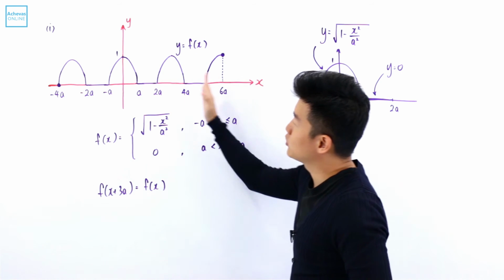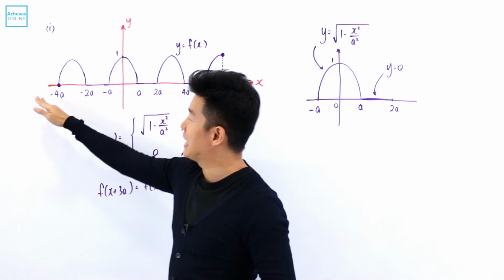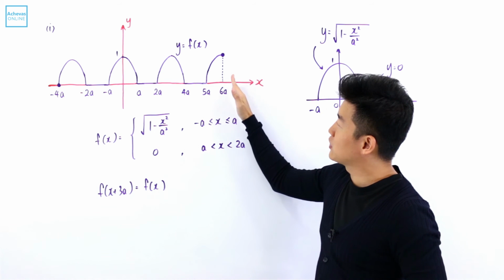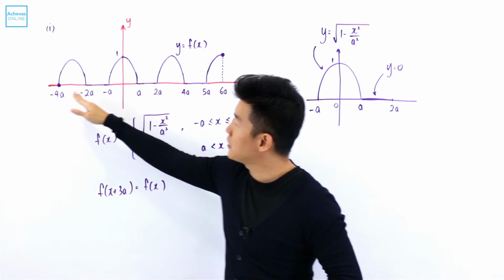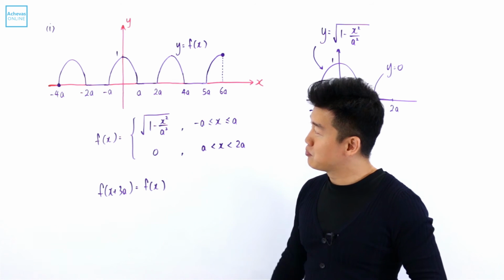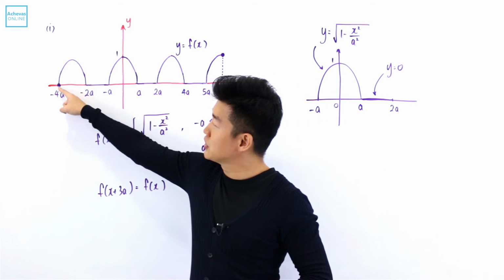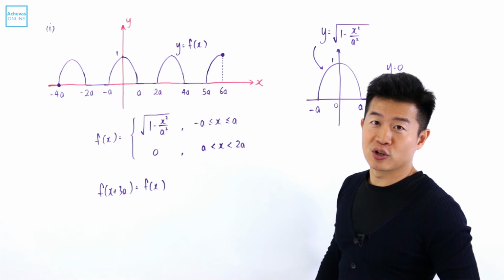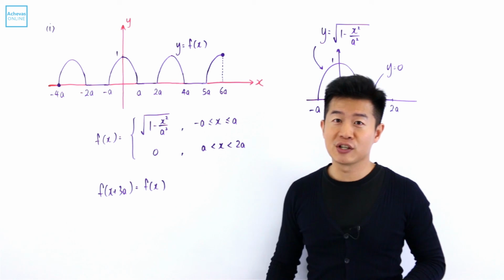I'm going to duplicate it towards the right and towards the left, filling everything from minus 4a to 6a, truncating anything that is beyond. That's why I have a shape like this. Since the question says x is greater than or equal to minus 4a, I use a solid dot here, and less than or equal to 6a, so I use a solid dot here. And this is the graph of y equals f(x).